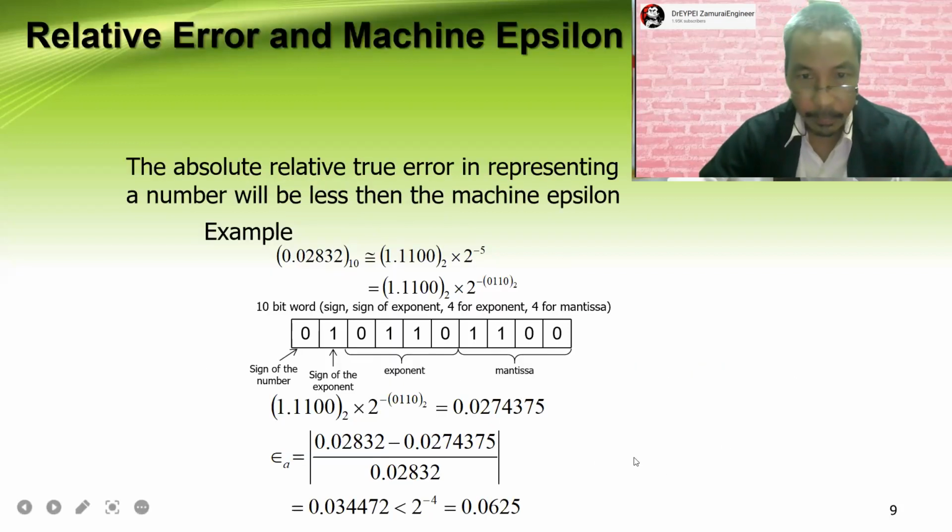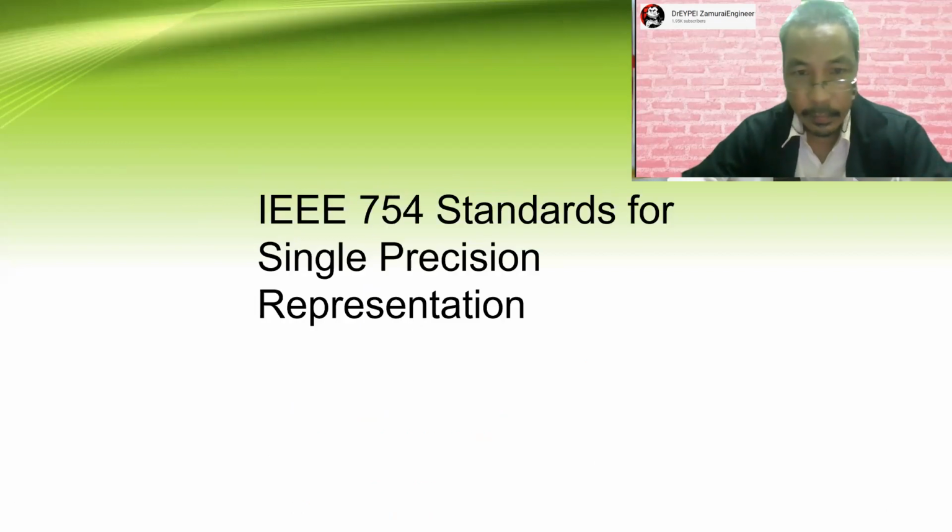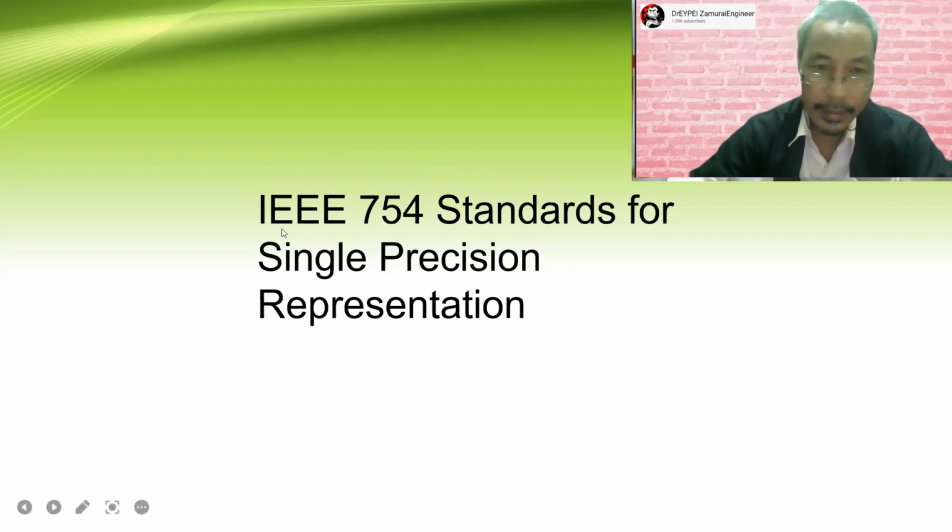Okay. And then the floating point standard is defined in the document. This is the document that defines floating point of the computers. What do you mean by IEEE? Institute of Electrical and Electronics Engineers, 754. 754 is the number of the standard. This document is the standard for single precision representation.